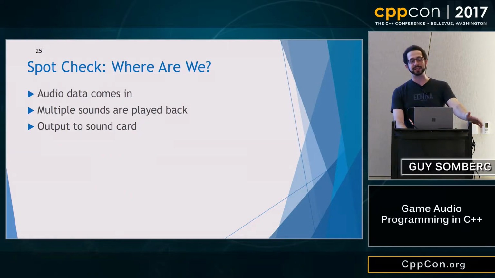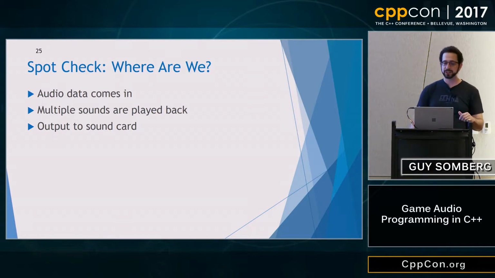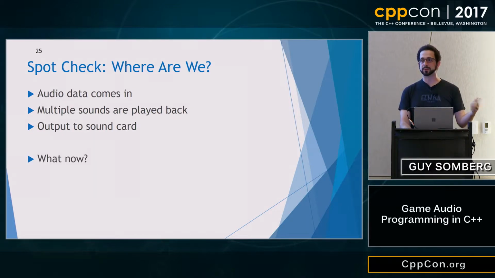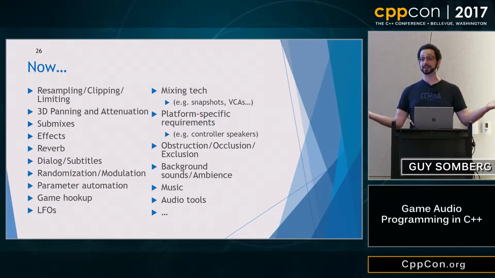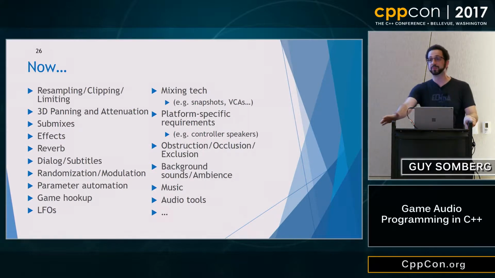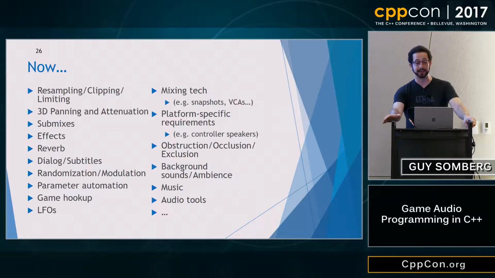I want to take a step back at this point and ask, where are we, right? So at this point, we can load audio data. We can play as many sounds as we want together and output them to the sound card. So the question is, what now? What else is there to do? Now the work begins. I haven't even talked about resampling and clipping. I don't have time to do that today. You cannot even start unless you implement resampling and clipping in your audio engine.